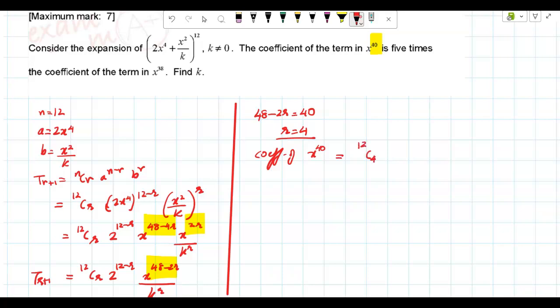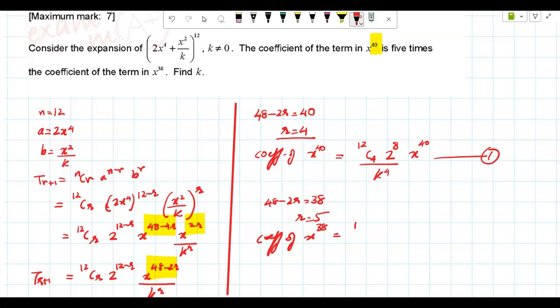So the coefficient of x raised to 40 is what? 12C4, 2 raised to 8, x raised to 40. This should come if you put it back, over k raised to 4. That's my one. Now what will you do? Now we'll do 48 minus 2r is equal to 38. So r is equal to 5. So what is the coefficient of x raised to 38? 12C5, 2 raised to 7, x raised to 38, over k raised to 5.